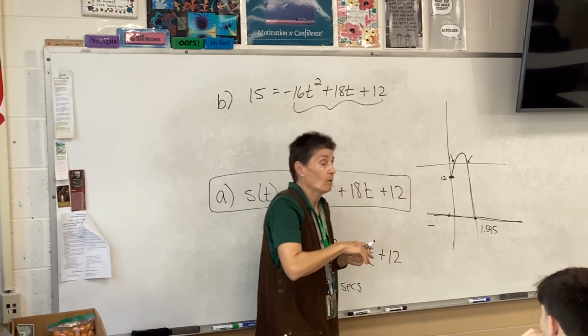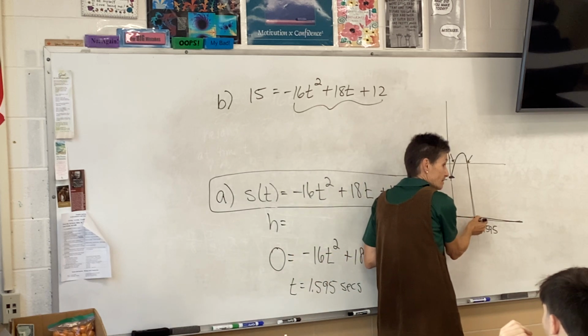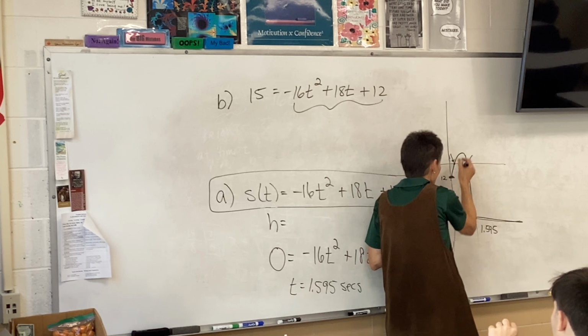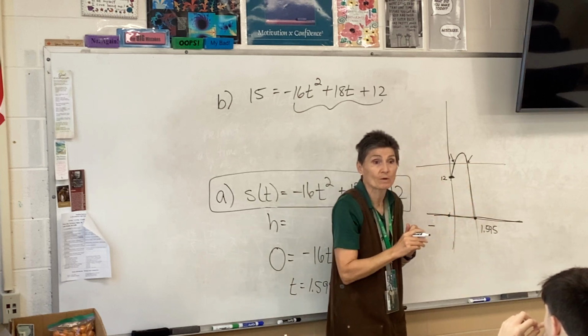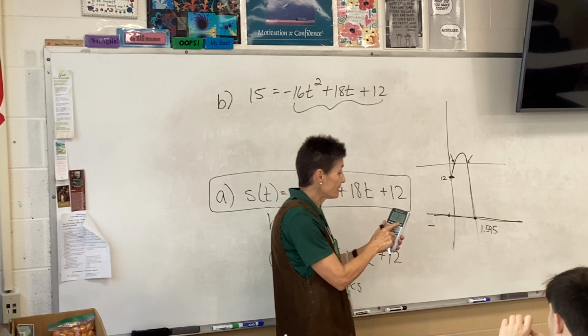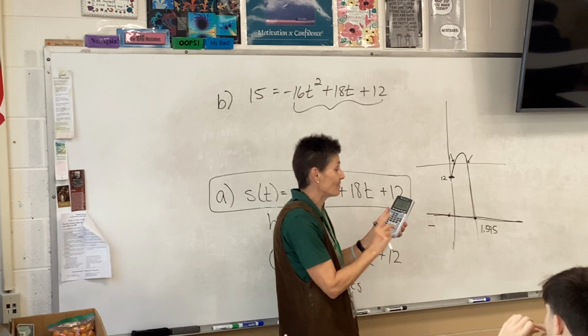Okay? Now, this time, I am not looking for this. This is an x-intercept. I'm not looking for that. This time I'm looking for where my parabola crosses my line, right? I'm looking for the intersection. So I'm going to do second, trace, 5, option 5, intersect.